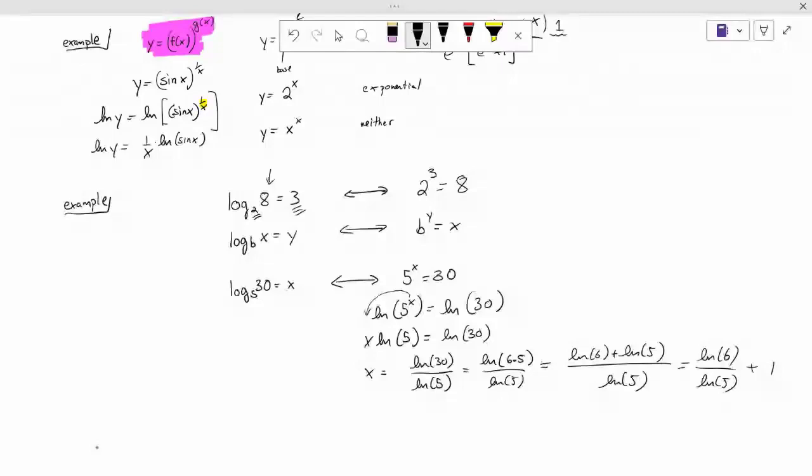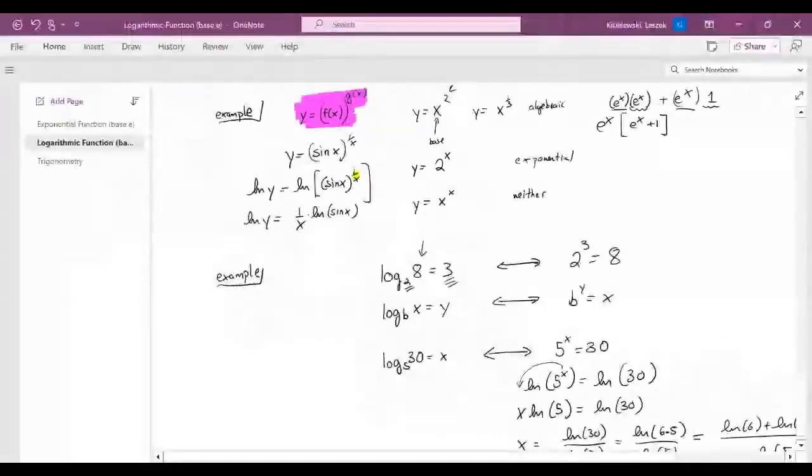So for trig functions, you do have a question. Yeah, log of 5 divided by log of 5 is indeed 1, because a number divided by exactly the same number is 1, except, of course, if that number is 0.